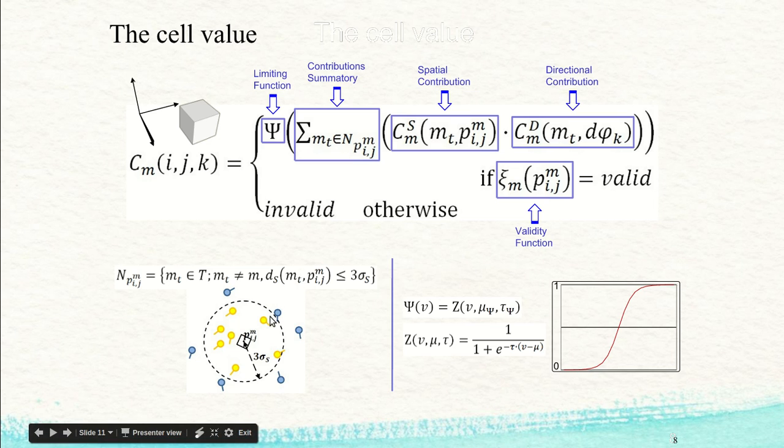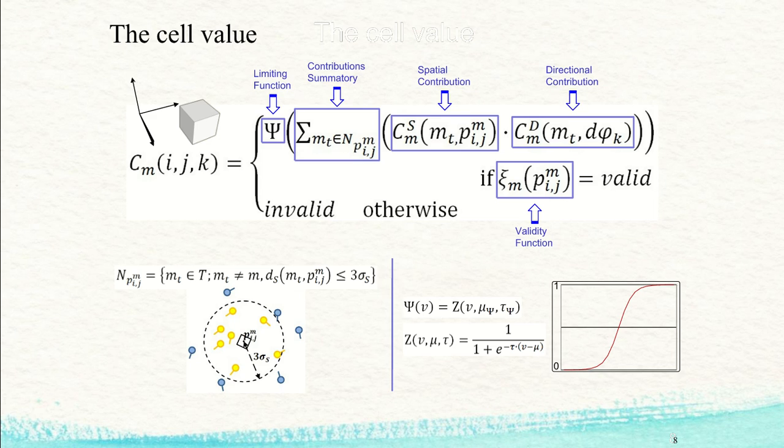Now in the same slide, at the bottom left, you can see a circle with radius 3 sigma s. There are many minutiae inside this circle. We are going to consider those minutiae, and we will exclude those minutiae which don't lie within this region. So we have calculated the value of n. Now we need to calculate the spatial contribution and the directional contribution of the cell values of a layer of that particular cylinder.